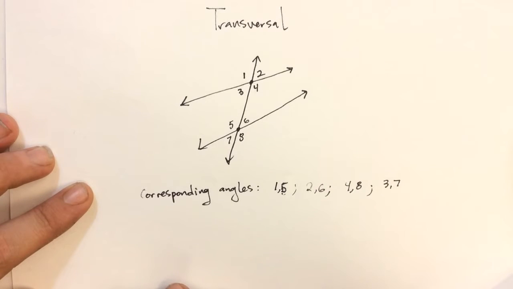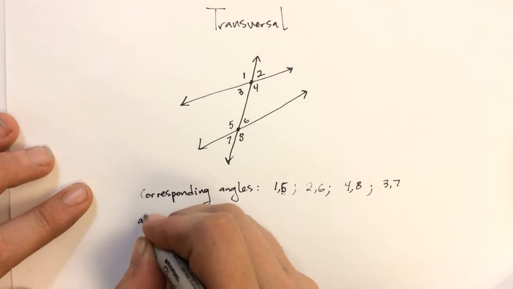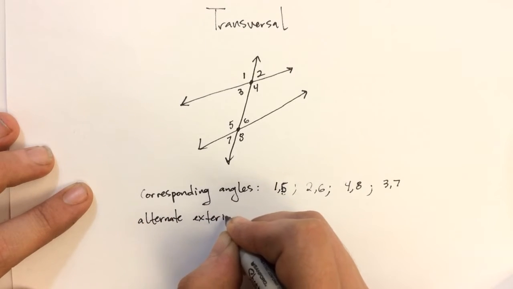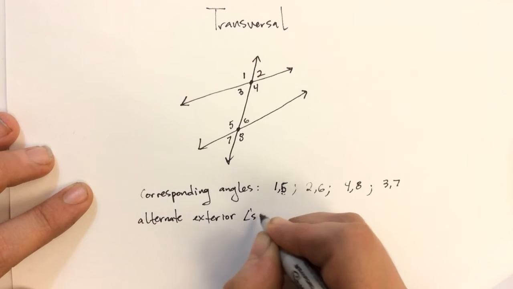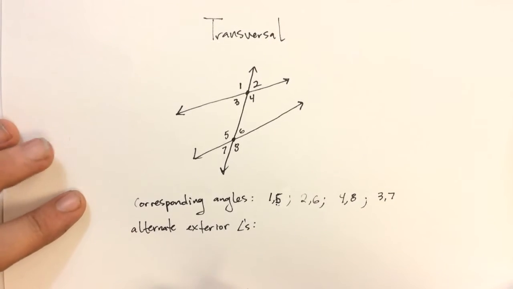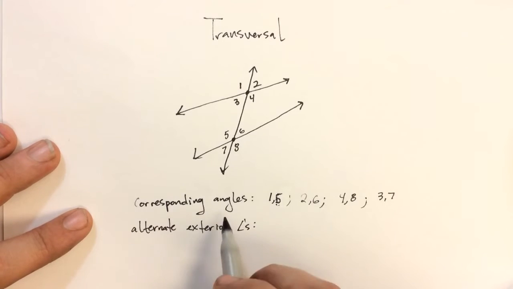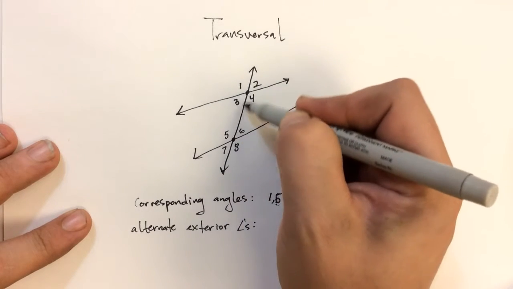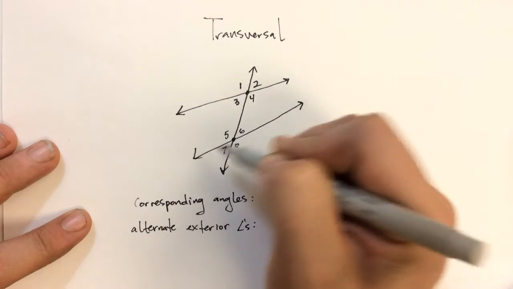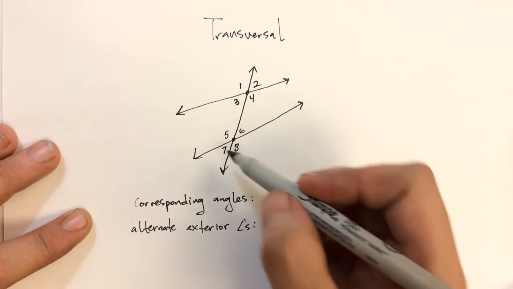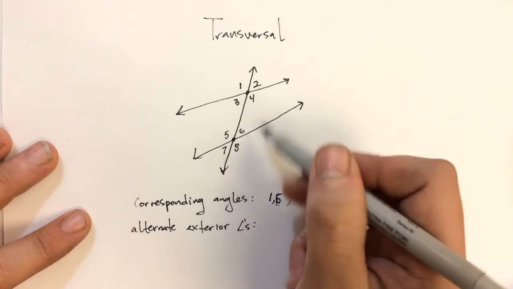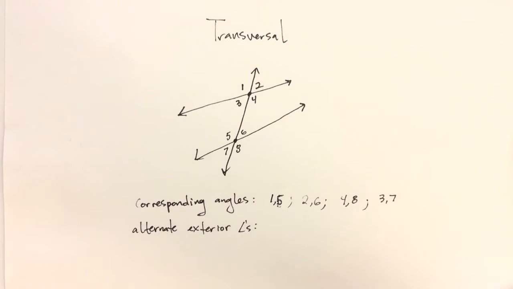The next type of angle relationship is alternate exterior. I'm going to use this symbol, alternate exterior angles. Alternate exterior angles are angles that appear on alternate sides of the transversing line. That's the line that cuts both of these lines. So they're on alternate sides, and they're also on the exterior of the 2 lines that are being cut.